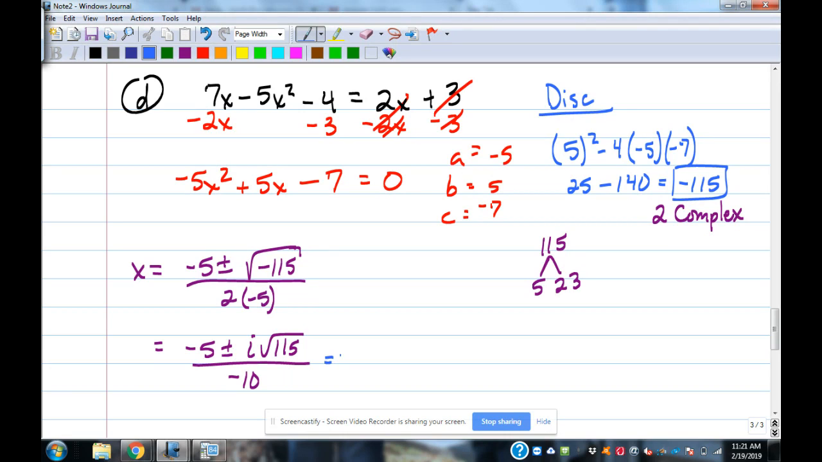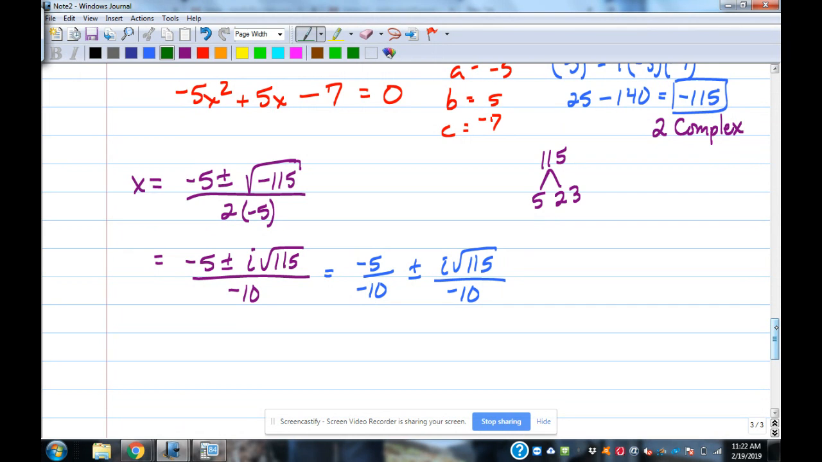There's a lot of ways to simplify this. The way that I like doing it, because I know it's a complex number and I know it's going to have the 2 pieces, the second piece having the i on it, I just like splitting it apart into 2 fractions and getting negative 5 over negative 10 plus or minus i radical 115 over negative 10. And then simplifying each fraction individually. That always, to me, seems easier than trying to simplify all of it at once. It may not to you. You may like doing it the other way. I just prefer this way.